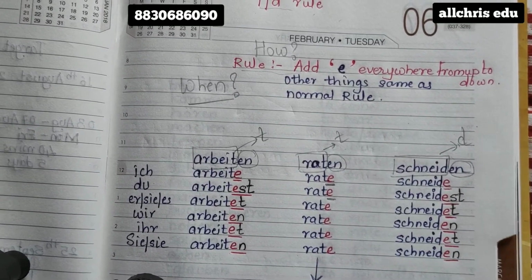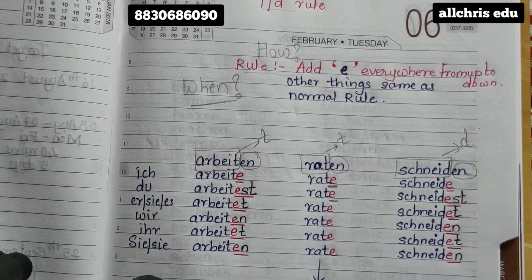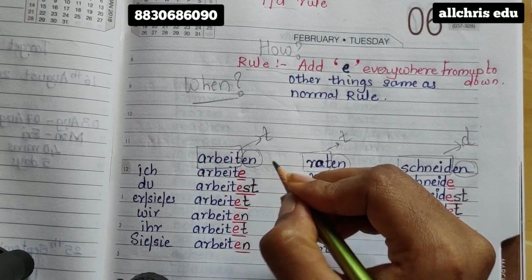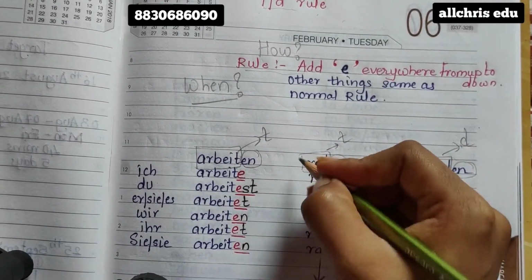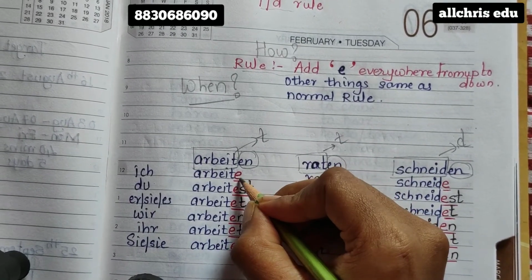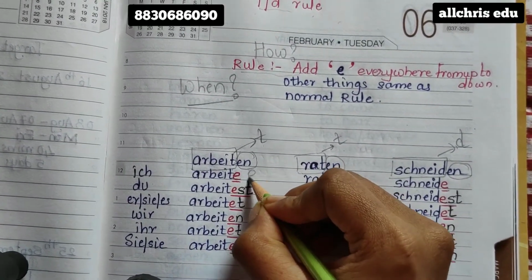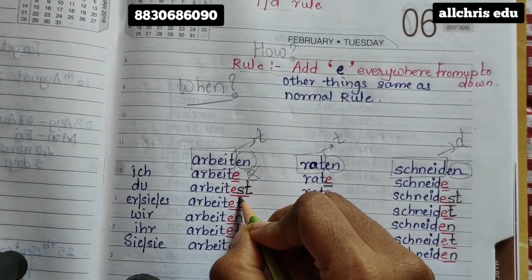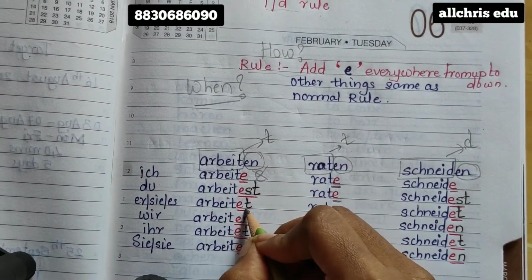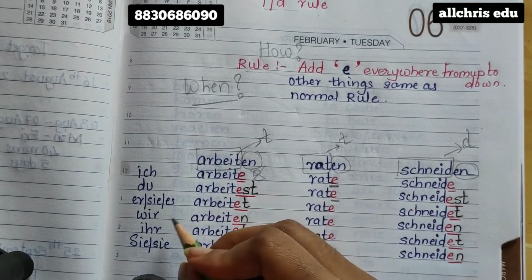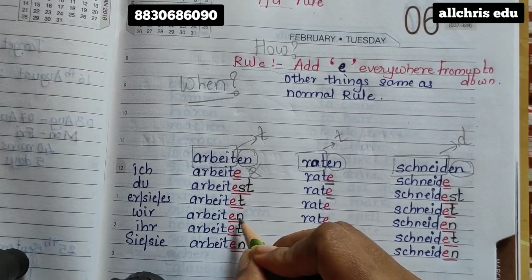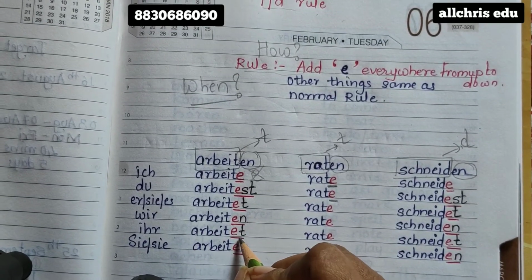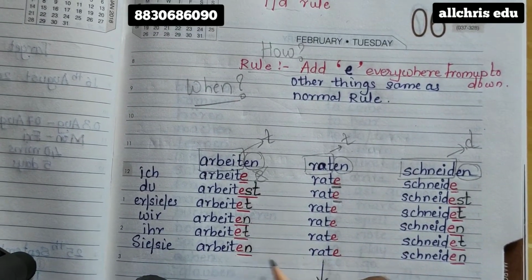This is the second step. The third step, just add endings. Like ich ends with E, but just make sure no alphabet should be repeated. Like for example, here already E is there, so I cannot put E one more over here. So next, du ends with ST. Er, sie, es ends with T, we already know this. Wir ends with EN, but E is already there, so just put N. Ihr ends with T and sie, Sie ends with EN.